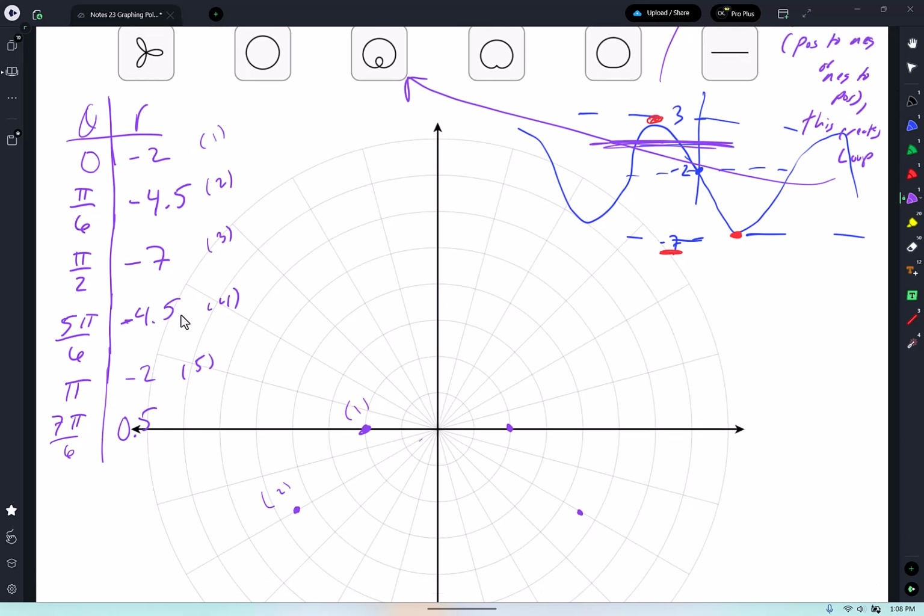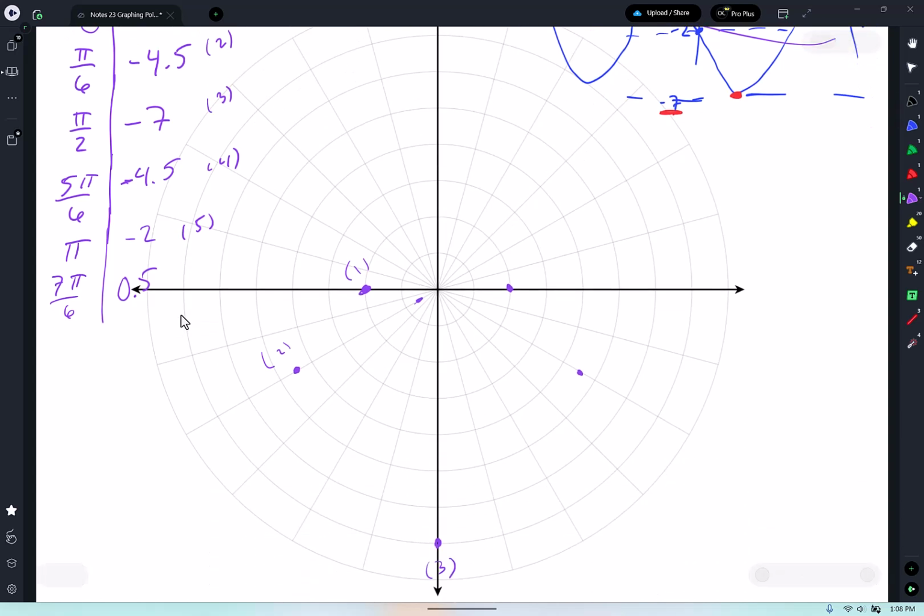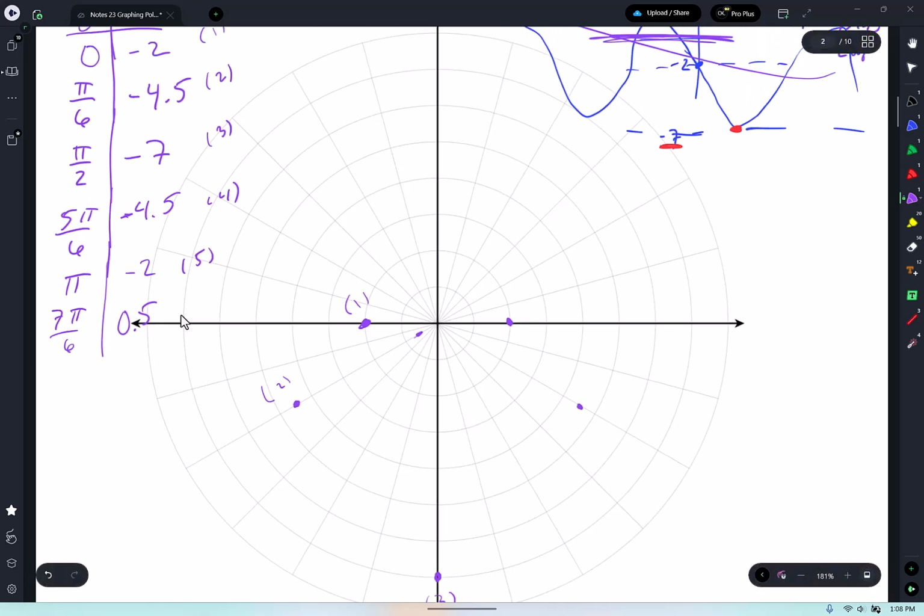So I'm going to stop right here because we're going to talk a little bit. Okay, let me stop. Somewhere between pi and 7 pi over 6, I switch signs. Do you guys see that? Remember guys, the only way to go from -2 to 0.5 is if r was 0. Do you guys agree? And if r is 0, that means I'm going right through the origin.